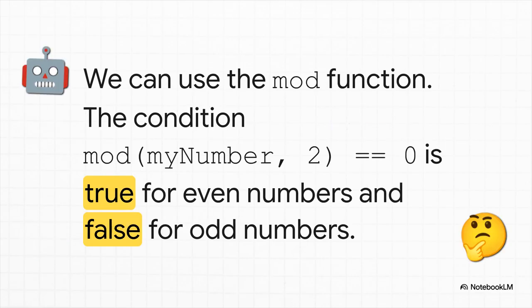So let's put this if-else idea to work on a classic problem, figuring out if a number is even or odd. And for this, we're going to use a handy Matlab function called mod. All it does is give you the remainder of a division. So if we take any number and divide it by 2, well, if the remainder is 0, we know for sure that number has to be even. And that's our perfect condition.